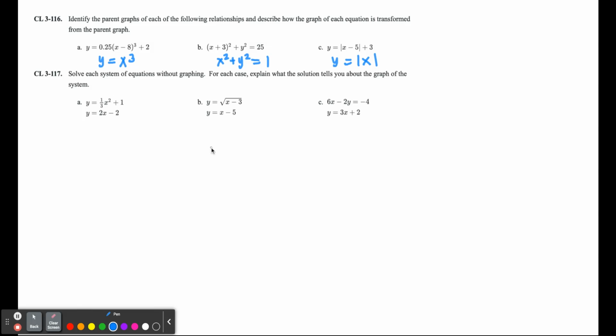Now for the transformations, you want to look for any right or left shifts, up or down, and any stretches. So this one has something in front, so that's a stretch. That's your a value of 0.25, which is less than 1, so it widens.